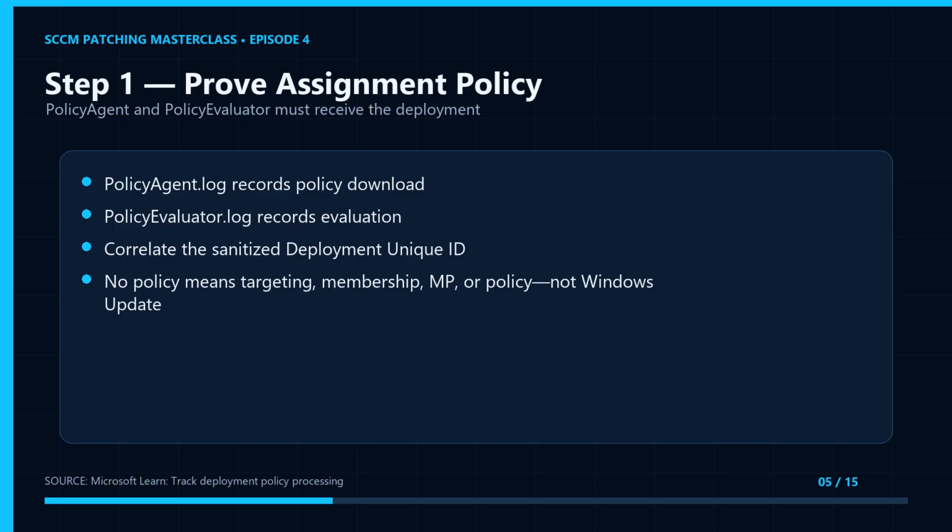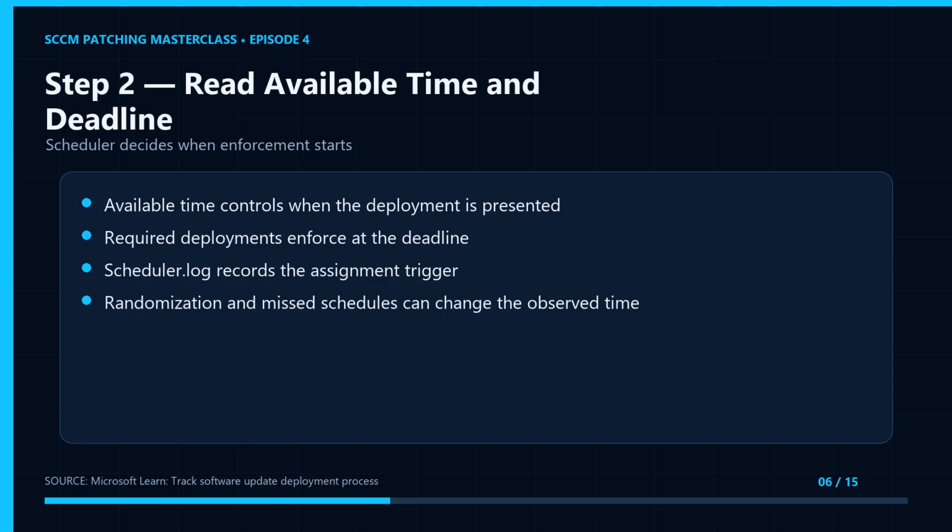Do not reset Windows Update components or delete the client cache when the endpoint never received the deployment assignment. Next, read Scheduler.log. A required deployment does not enforce simply because the scan succeeded. The assignment has an available time and a deadline, and Scheduler creates and fires the deadline trigger.